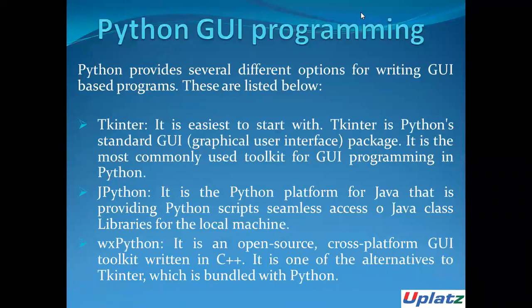I will also start one more library along with tkinter once we are done with the first one. Tkinter is Python's standard GUI package. It is the most commonly used toolkit for GUI programming in Python. And the second one is JPython. It is a Python platform for Java that is providing Python scripts seamless access to Java class libraries.